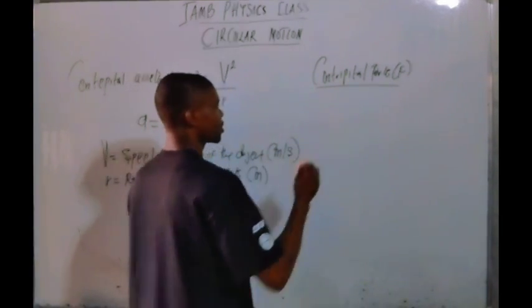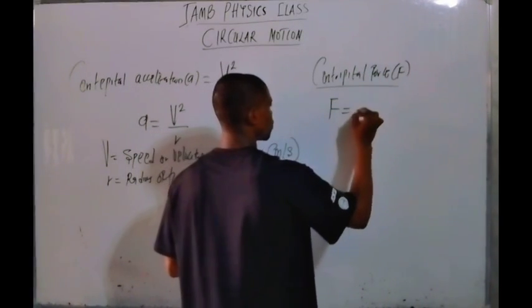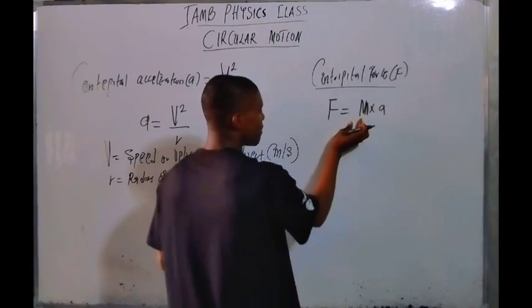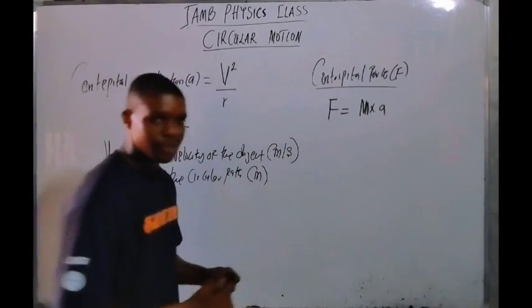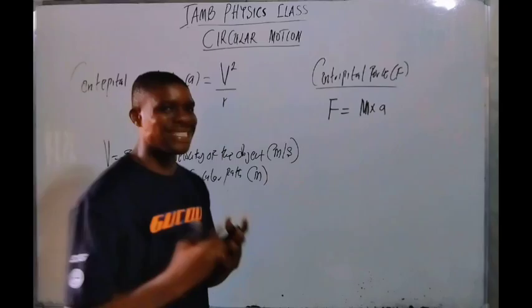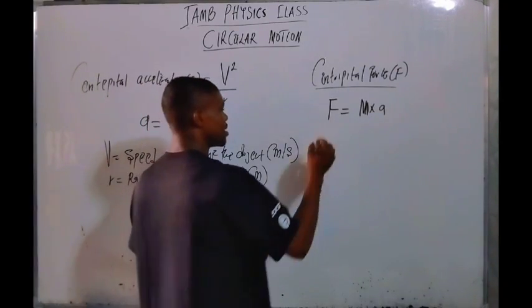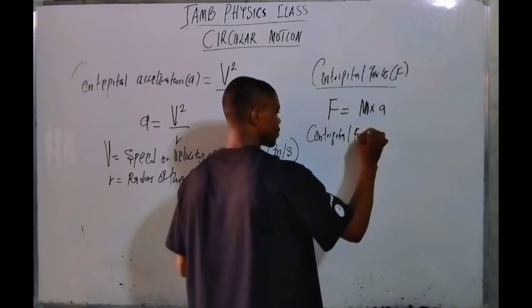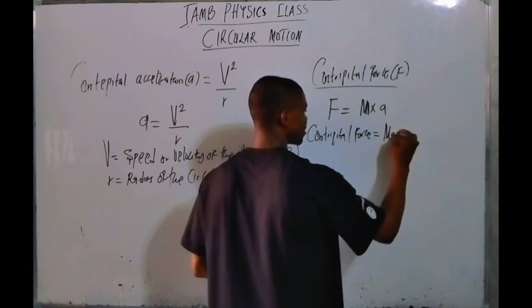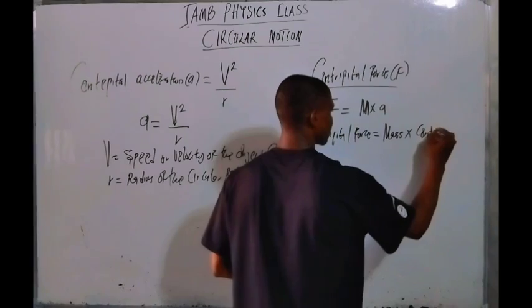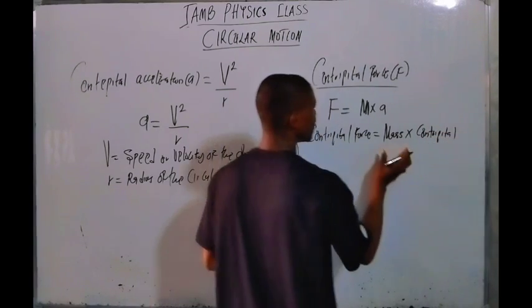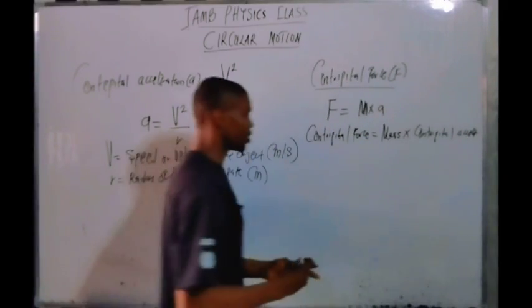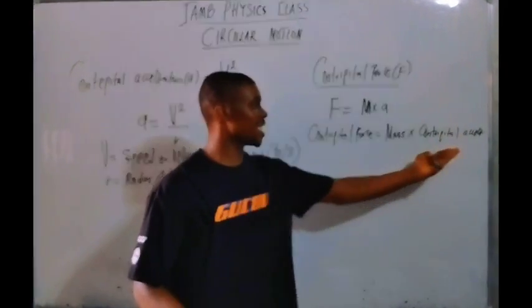Remember, when we talk about force in physics, force equals mass times acceleration. This is the mass of the object times the acceleration. So when we talk about centripetal force, centripetal force equals mass times centripetal acceleration.